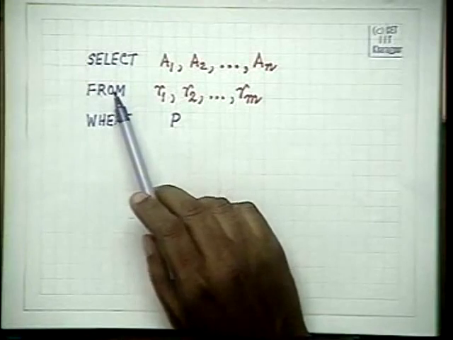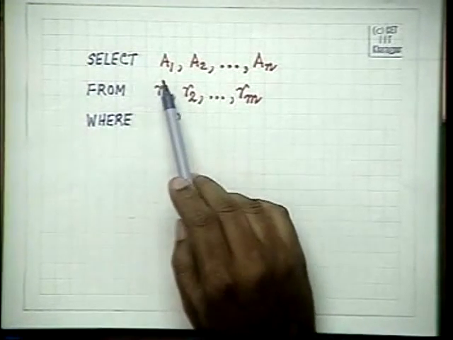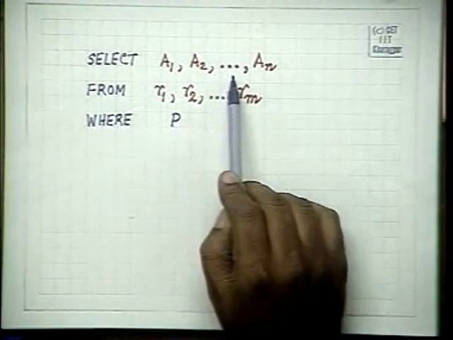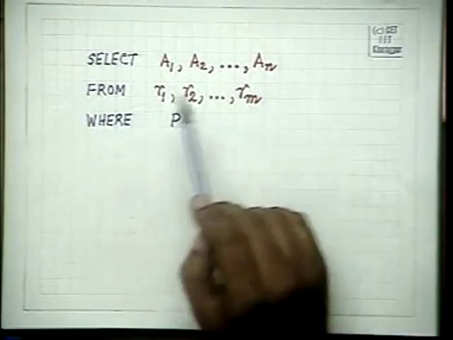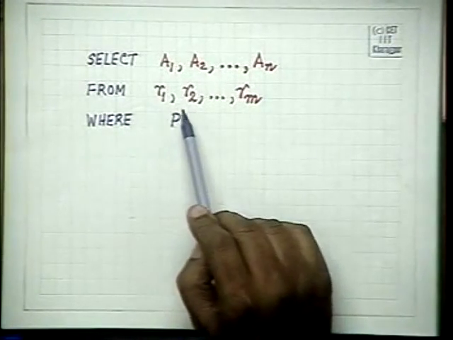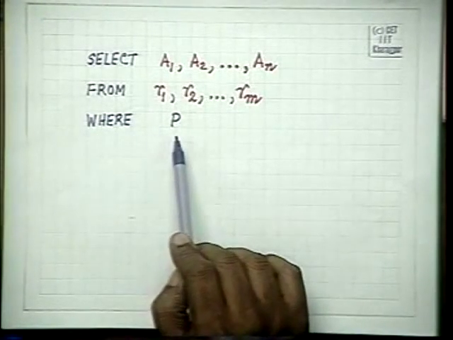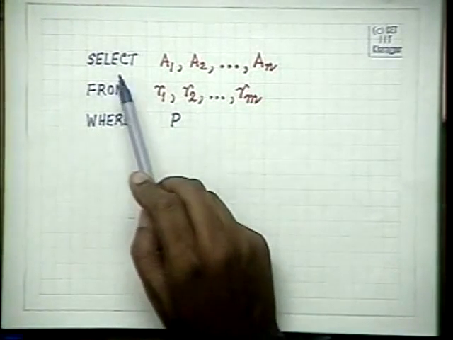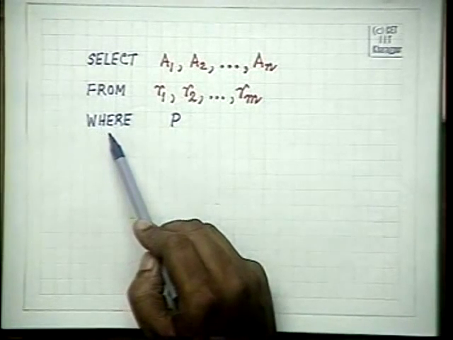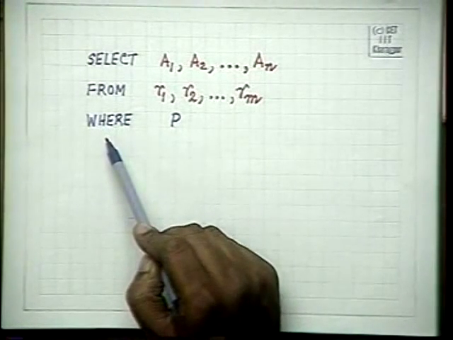Any query in SQL is of the following type: select A1, A2, A3, A4 up to AN from R1, R2 up to Rm, where P. Now this where is optional. It is not necessary that where should be given.